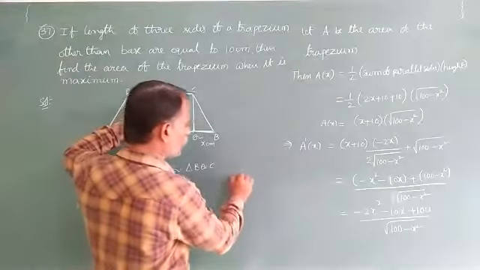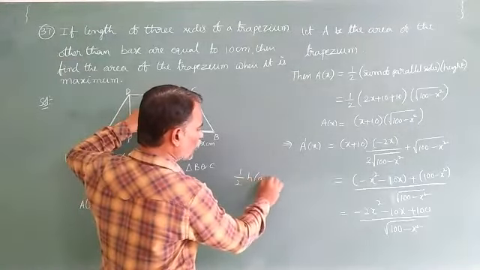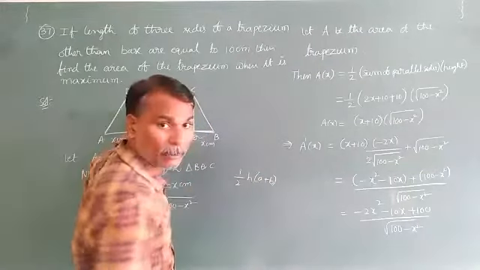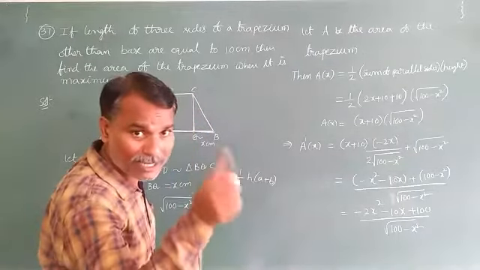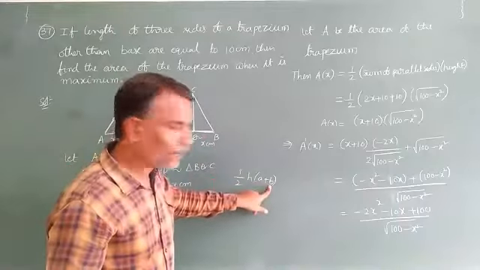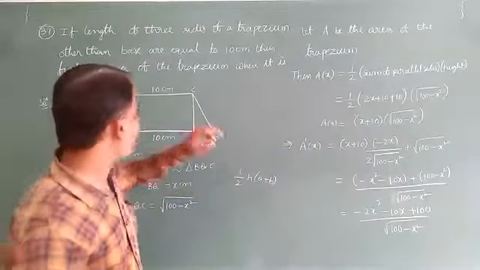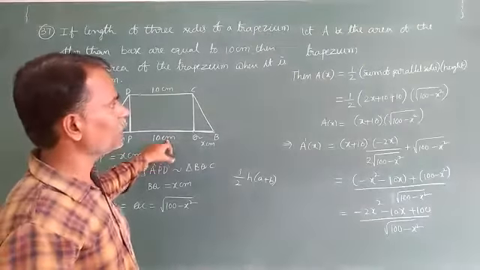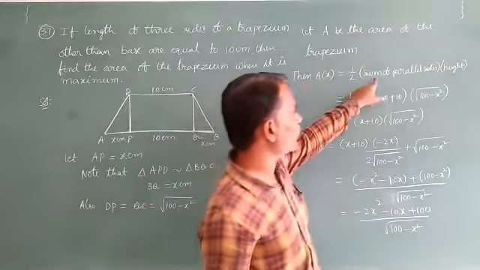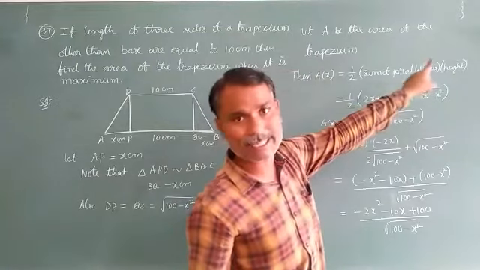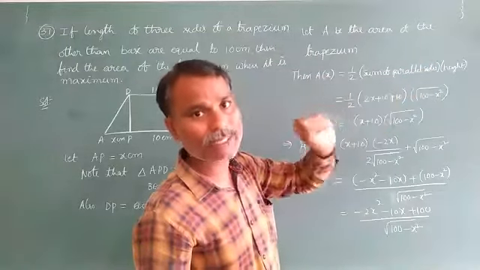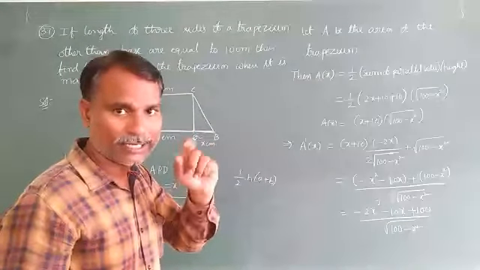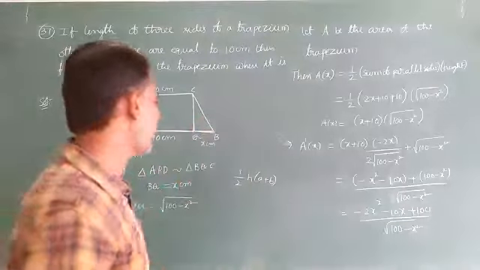The trapezium area formula is half h into a plus b, where h is the distance between the parallel sides, and a and b are the pair of parallel sides. That is, the area is the sum of parallel sides into height, where height is the perpendicular distance between the parallel sides.